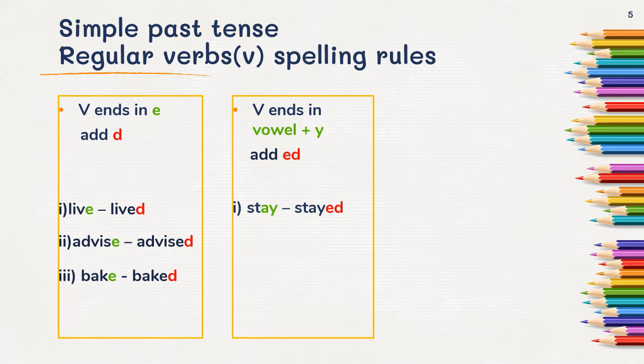So if you look at the last two alphabets, A is a vowel. A, E, I, O, U are vowels. I'm sure you know that. So A and then Y. So for this verb, when we write it in past tense, it becomes stayed. So we add ed at the end. Another example is that play becomes played and enjoy becomes enjoyed.